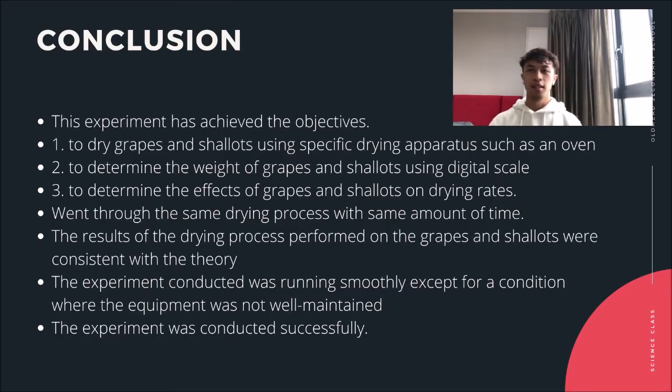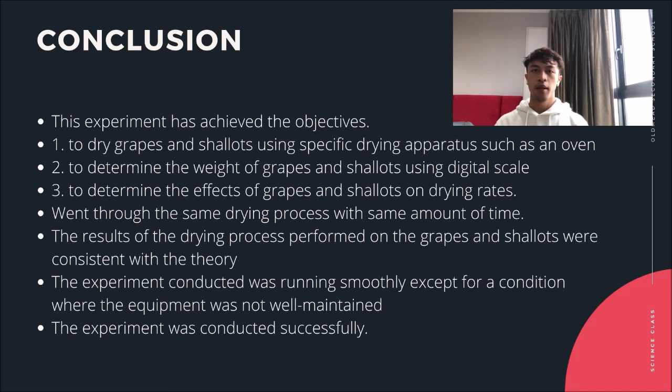As a conclusion, this experiment has achieved its objectives, which were to dry grapes and shallots using specific drying apparatus such as an oven, to determine the weight of grapes and shallots using a digital scale, and to determine the effects of grapes and shallots on drying rates.